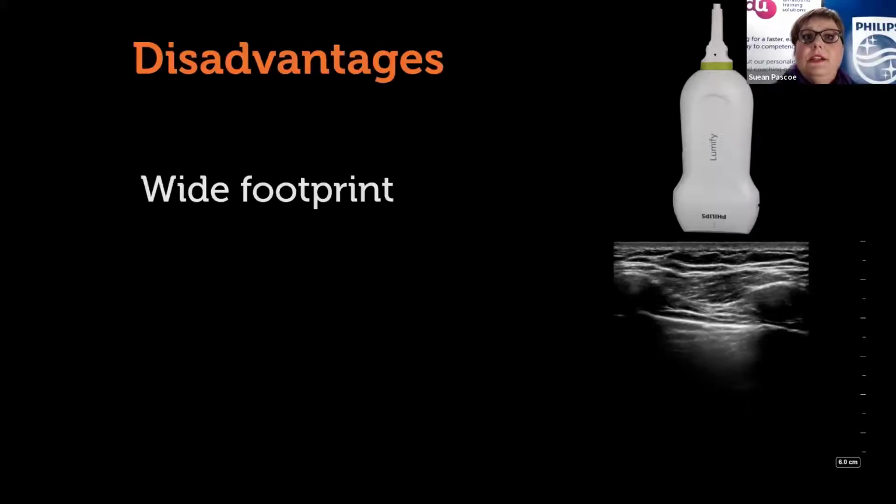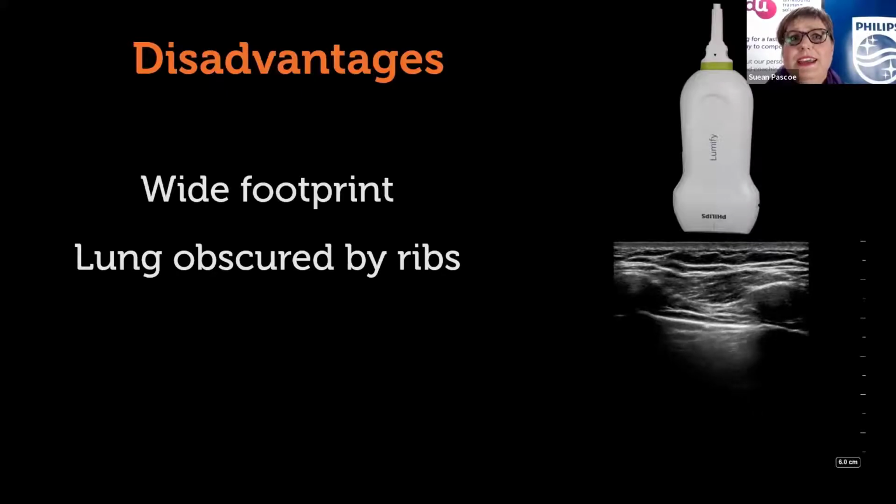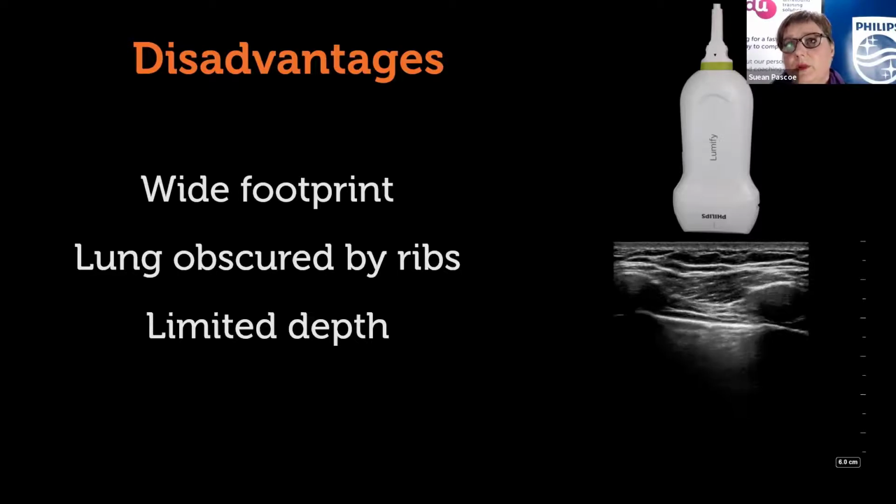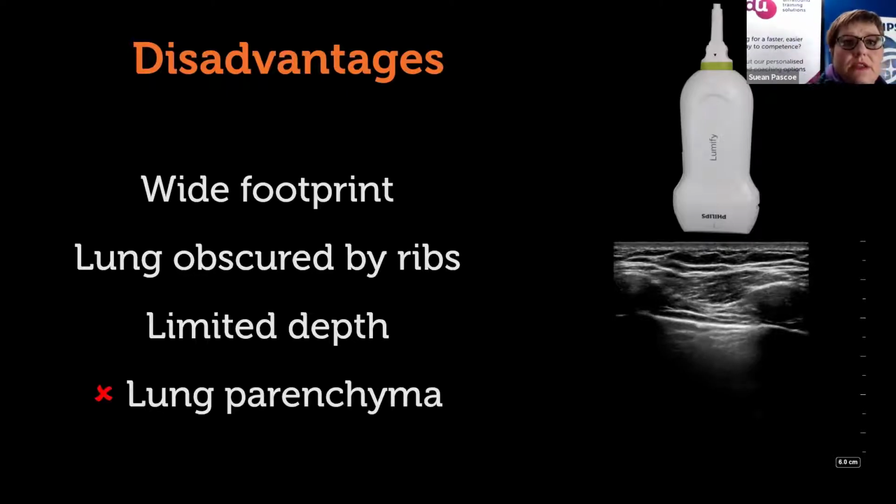So the disadvantages, the wide footprint can be a help and a hindrance. It's got limited depth penetration. So if you are looking for pneumonia and B lines, this isn't the probe to use. You need to get enough depth penetration to be able to see those B lines go all the way through the screen. So it's not good for the lung parenchyma.